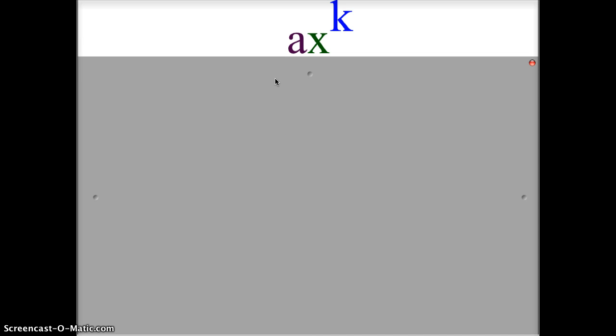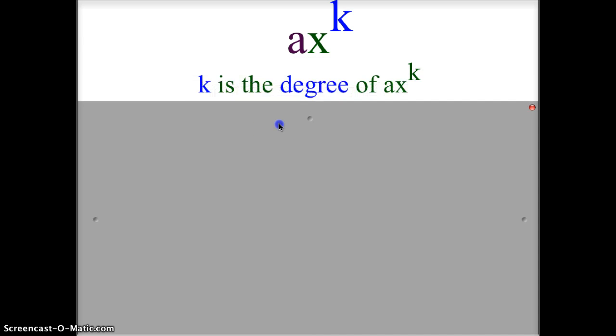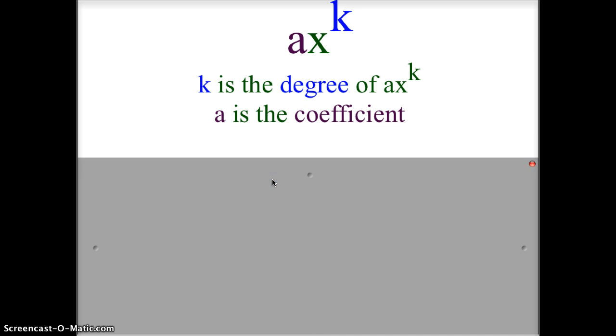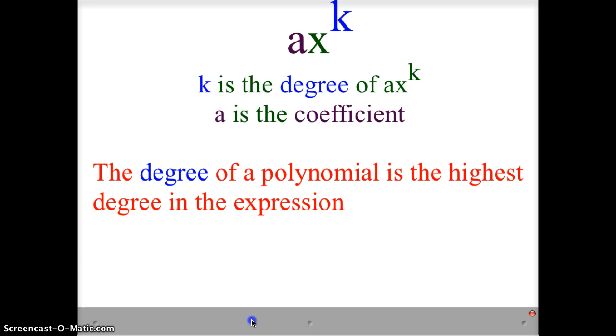So let's talk about the different parts. K is the degree of ax to the k. So if it was the fourth power, it would be degree 4. A is the coefficient. It's just a fancy way of saying the number in front. So the degree of the polynomial, if you have more than just one term, is the highest degree in the expression.